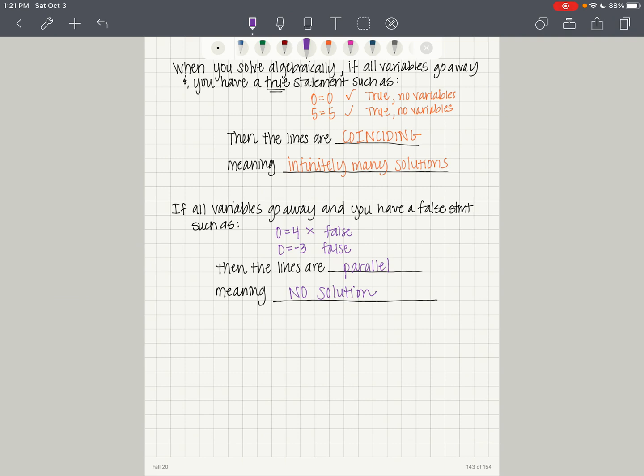So as you're solving systems of equations, the better you get at solving them all three ways, the better you'll be at deciding which way is the most efficient way to solve a given system of equations.